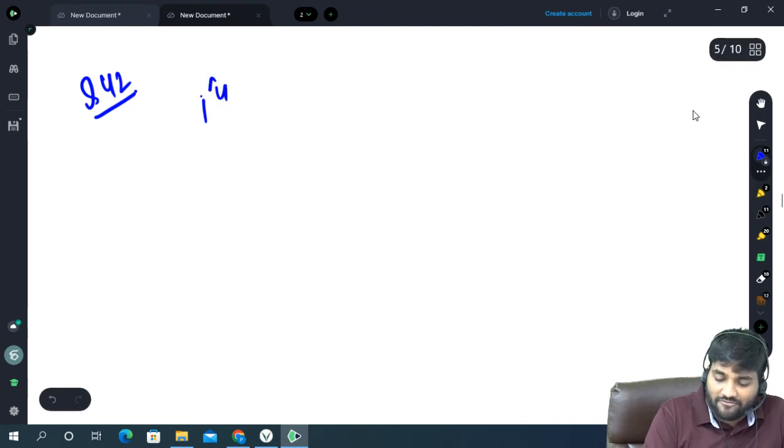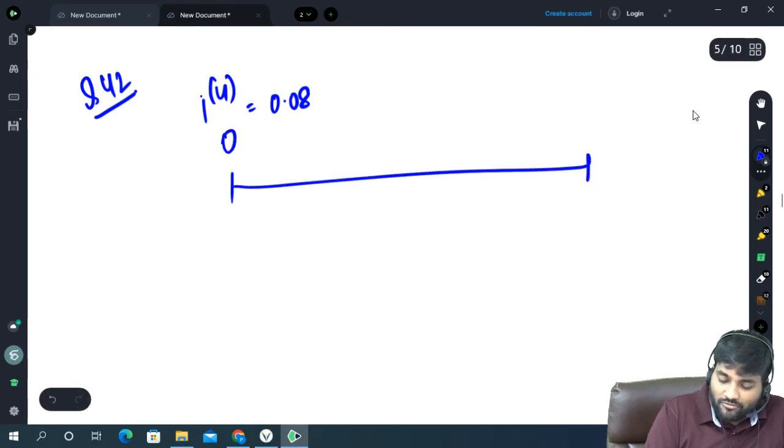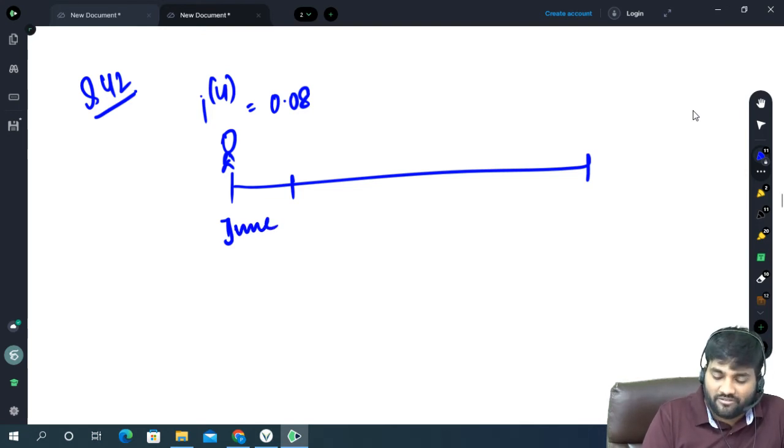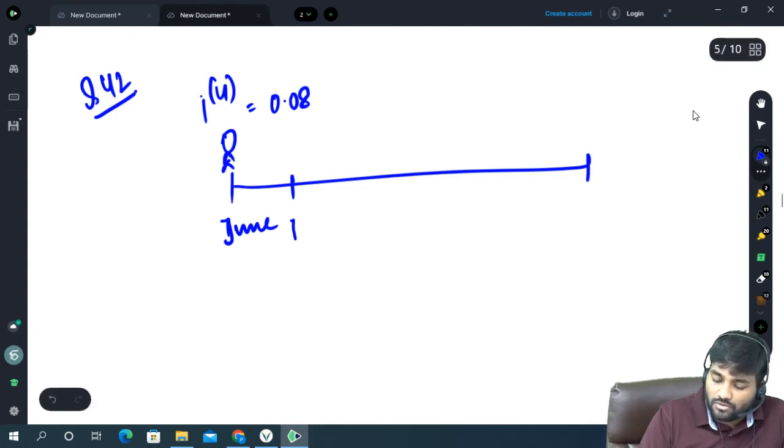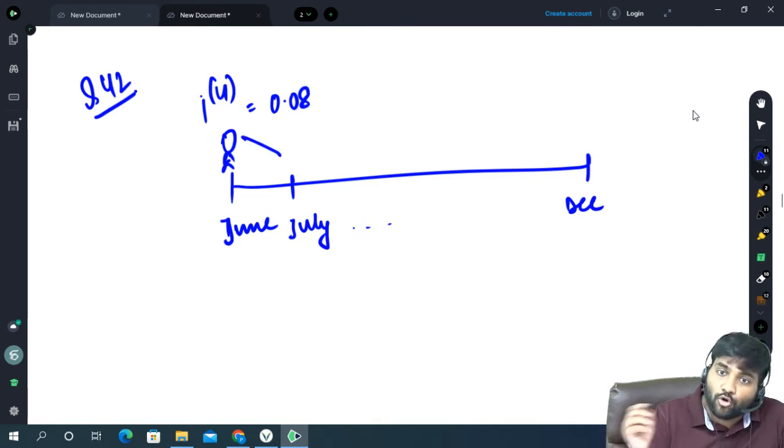So they've given us i(4), which is 0.08. And I am standing on 1st June. The payments are from, basically, I am writing June, meaning 1st June. So June, July, dot dot dot, December. So how does it look? Though the payments are in advance, it looks like arrears.